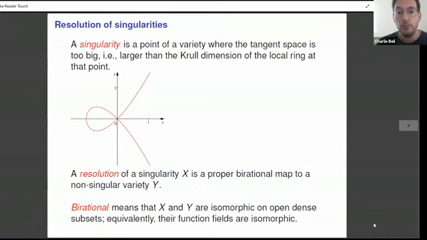A resolution of a singularity X is a proper birational map to a non-singular variety Y. Birational just means that X and Y are isomorphic on open dense subsets, or equivalently, their function fields are isomorphic. If you haven't seen these things before, we'll do a concrete example with a conifold quiver to see how this works.